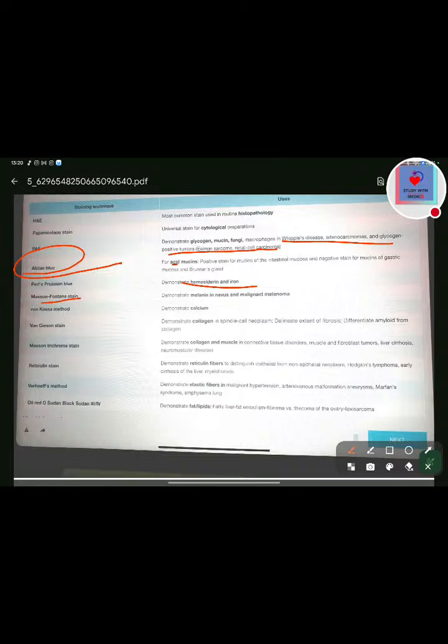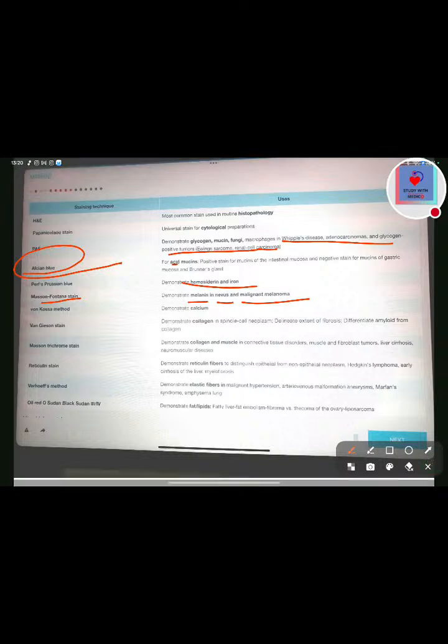Masson-Fontana stain is for melanin in nevus and malignant melanoma. So for malignant melanoma or melanin, you have to use Masson-Fontana stain. Von Kossa method is for demonstrating the calcium. Van Gieson stain demonstrates collagen, spindle cell neoplasm, and delineates extent of fibrosis, and differentiates amyloid from collagen. Van Gieson stain. Masson trichrome stain is for collagen and muscle in connective tissue disorders, muscle and fibroblast tumors, liver cirrhosis, and neuromuscular disease.